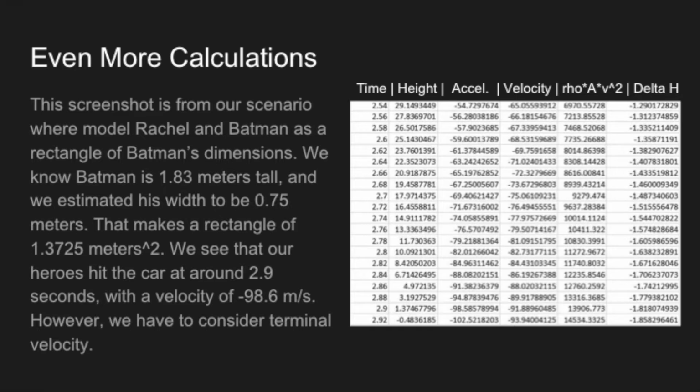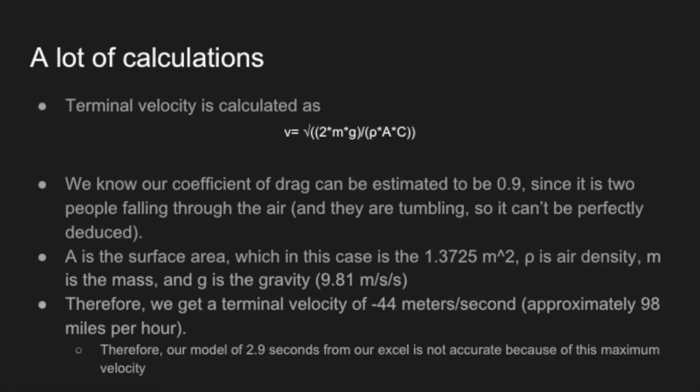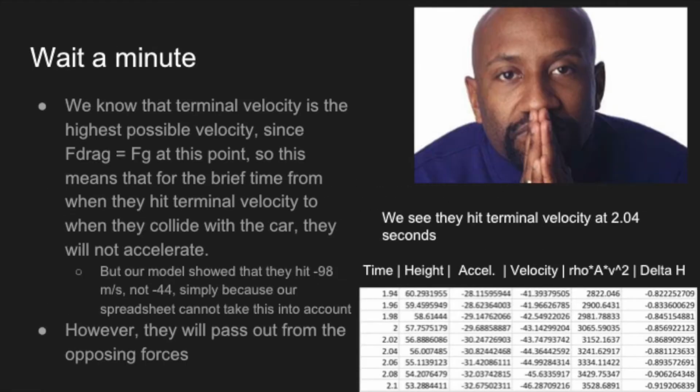However, we must look at terminal velocity. Because of the large surface area, terminal velocity is likely to be small enough to be an issue. Therefore, we can calculate it as the square root of 2 times mass times gravity divided by rho times surface area times the drag coefficient. With the values from before, we can calculate a terminal velocity of negative 44 meters per second, or about 98 miles per hour. This means that our model of them hitting the car at 2.9 seconds is inaccurate, because the model assumes that they can keep accelerating.